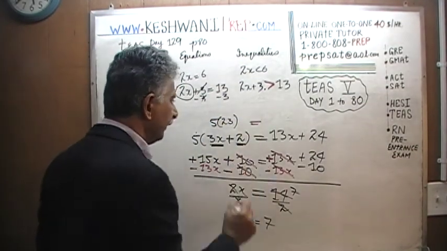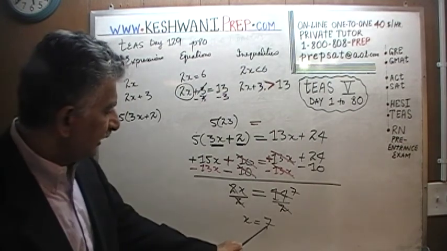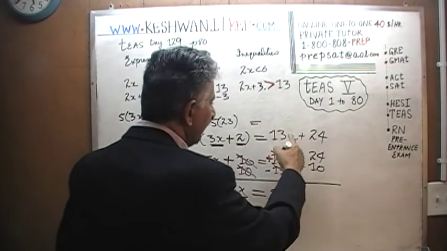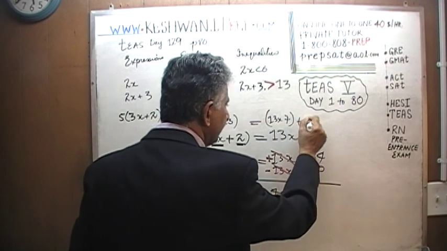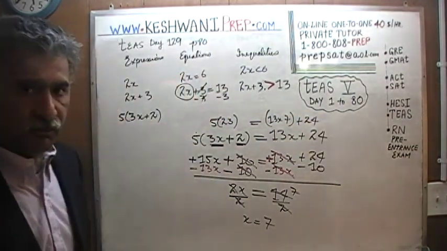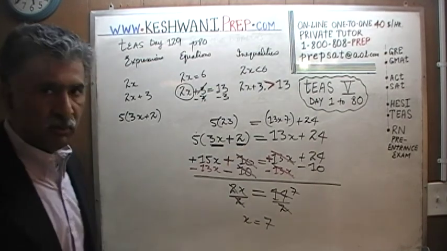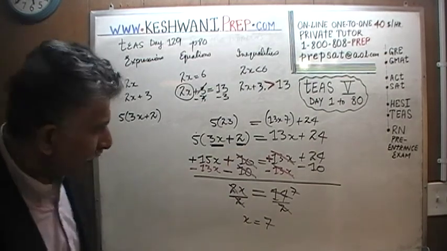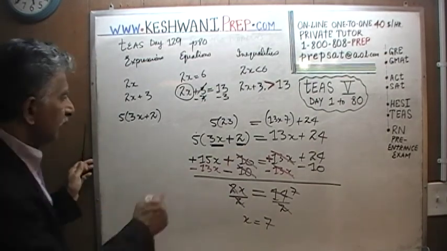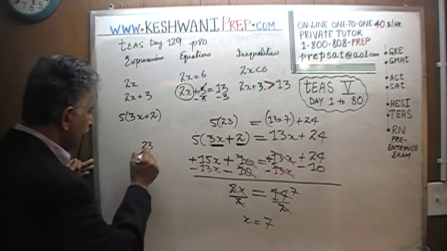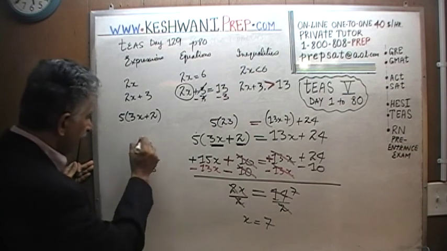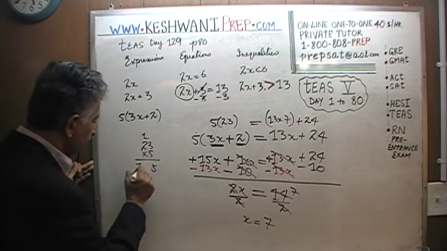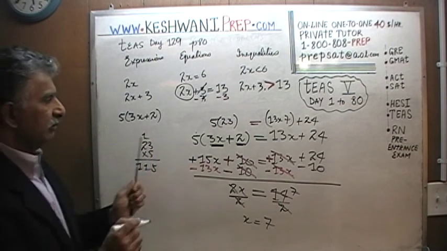Let's see what we get on the other side. Other side it says 13 times x, it will be 13 times 7 plus 24. Now, if our solution is correct, these two quantities have to be equal to each other. Since we no longer have the room, we can do it here. 5 times 23, 3 5s are 15, 5 carry 1, 2 5s are 10, plus 1 is 11. 115 is what we get here.